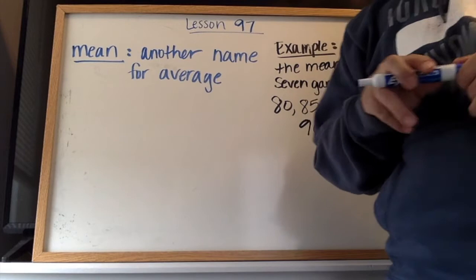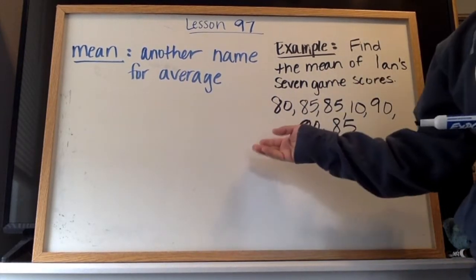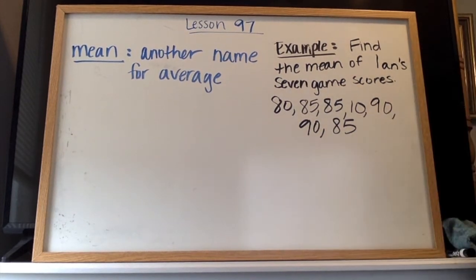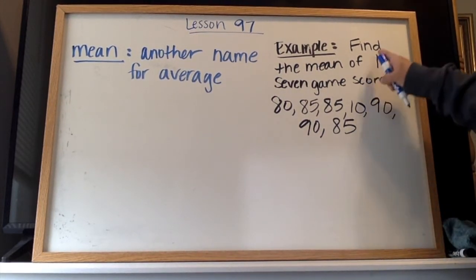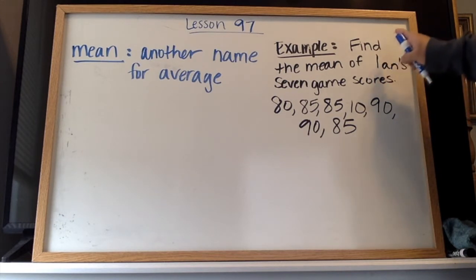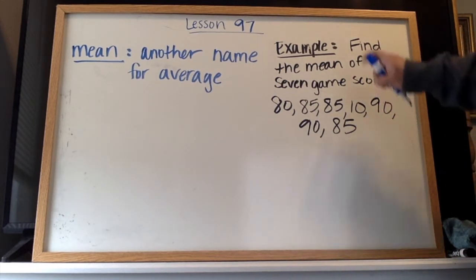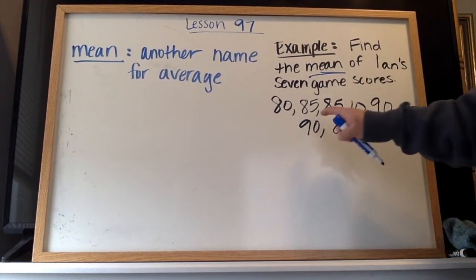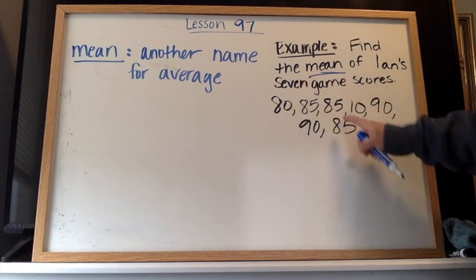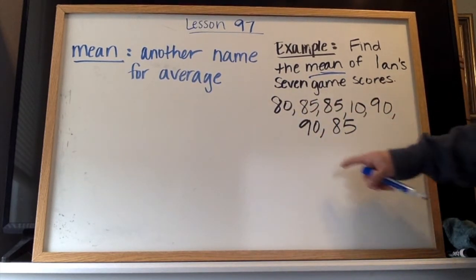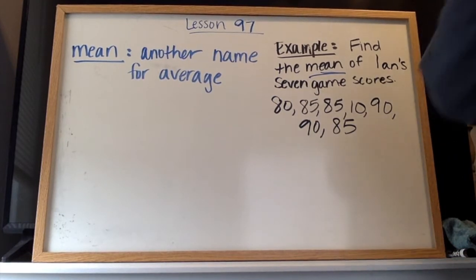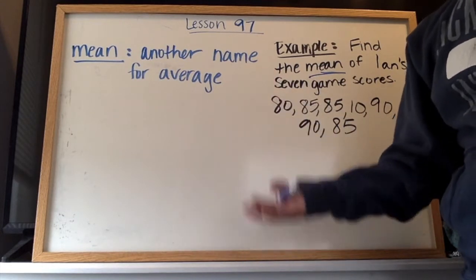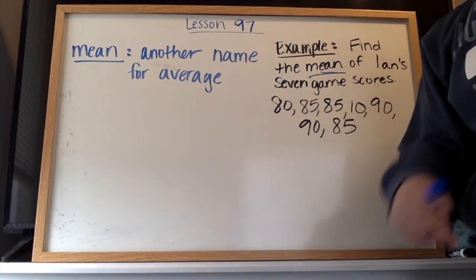So if you hear someone asking for what the average is or what the mean is, you know that you're actually just going to be computing the same thing. So, for example, the first example in your book, which is on page 613, says find the mean of Ian's 7 game scores. They give us the game scores: 80, 85, 85, 10, 90, 90, and 85. So, if we know that the mean is just another name for average, let's go ahead and do those 2 steps that I taught you yesterday.